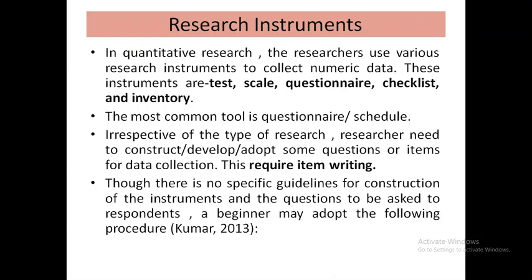So let's begin with research instrument. We have discussed research instruments a number of times, and you know that a research instrument is that which is used for collecting data. Now, in quantitative research, the researcher uses various research instruments to collect numeric data and also non-numeric or categorical data, or you can say qualitative data. These instruments are, say, test, scale, questionnaire, checklist, and inventory. The most common tool is questionnaire or schedule.